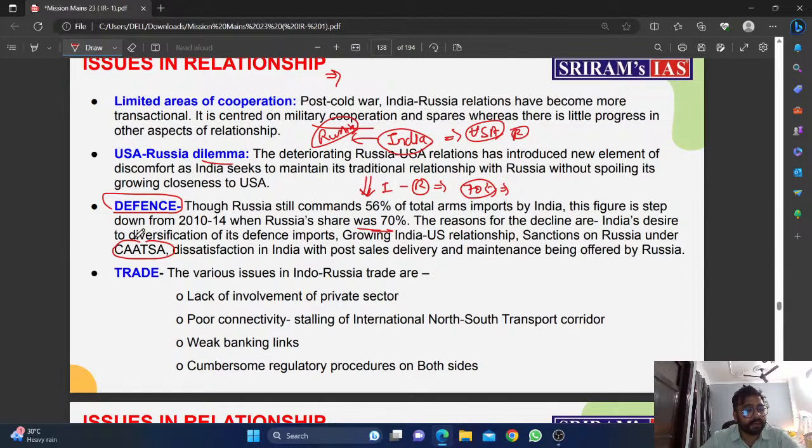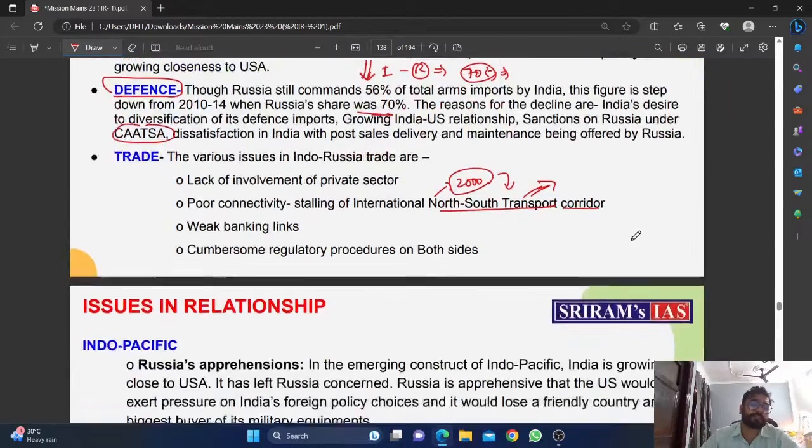And then trade: how is trade an issue between both countries? We still have poor connectivity, because from the year 2000 we have been trying to build the North-South Transport Corridor, but something or other hinders its construction. Then there is a lack of involvement of the private sector and weak banking links, which means trade does not get enough funds on time. And then there are cumbersome regulatory procedures like customs clearances and diplomatic clearances; all these things take a lot of time, and because of this trade becomes an issue.